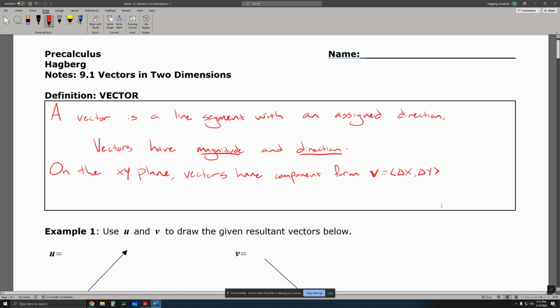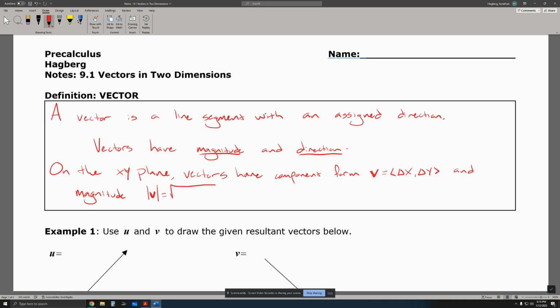Not to be confused with an ordered pair or anything like that. We use these angular brackets to denote the component form of a vector. So this would say vector V is delta x, delta y. This is the component form, and the magnitude of this vector is denoted as such. It looks like the absolute value of v, but because we're talking about vector v, this means the magnitude of vector v. And this is given by the square root of delta x squared plus delta y squared.